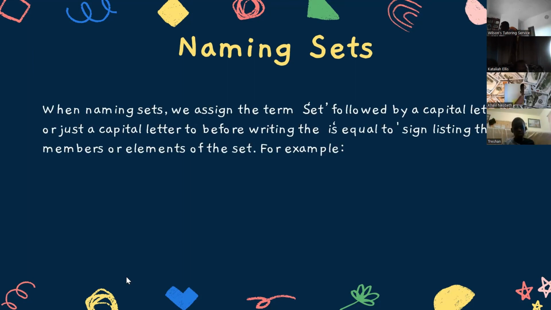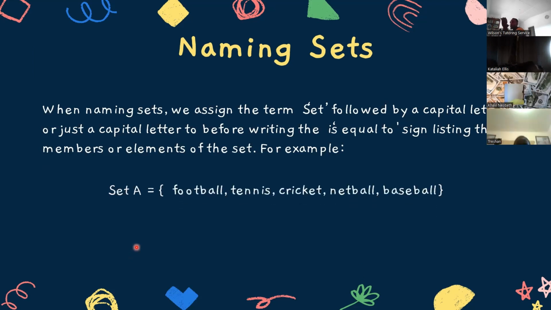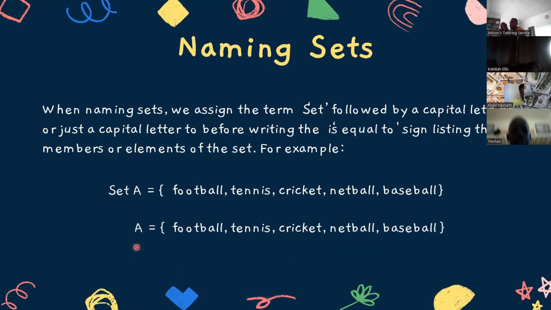To name a set, we assign the term set below a capital letter, or just a capital letter, before writing the equal sign, listing the members or elements of the set. So this is how we would name a set: just write set A, or you could just put the capital letter alone. Then it's followed by the equal sign. Then open the curly brackets, put the elements in, close the curly brackets, and here we have the other way. So let that soak in.